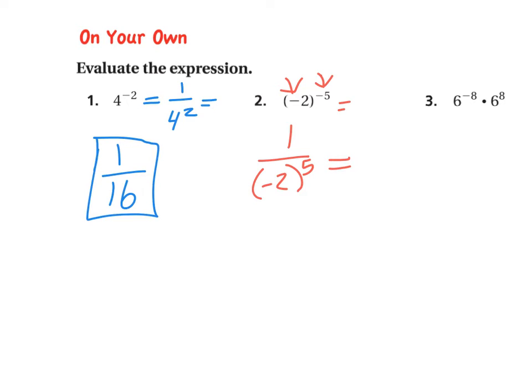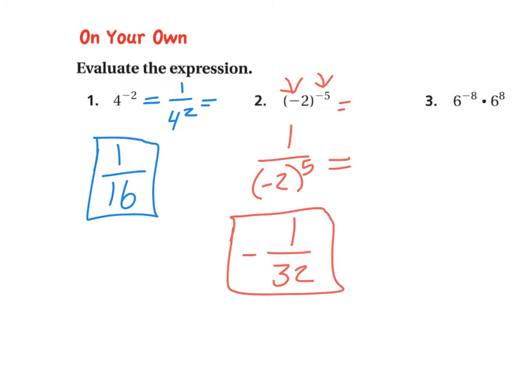Well, negative 2 times negative 2 times negative 2, 5 times, is going to give you negative 32. So that gives you 1 over negative 32. Well, when you have a negative on the bottom, then the whole thing's just negative, so you put it out here on the outside. But you have to solve it in here first. If it was negative 2 to the power of 4, then your answer actually would end up being positive. Okay? So make sure you have that correct.